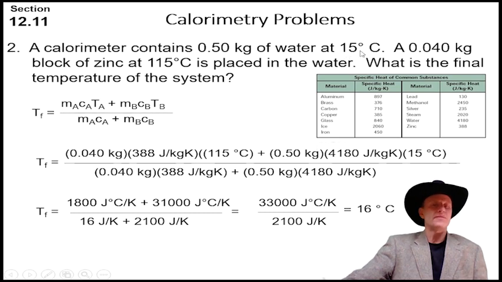Geez, it started at 15. That hot zinc got placed in there, and it only went to 16. Why? Well, look at the numbers here. Zinc has a specific heat of 388 and water is 4180. It's hard to change the temperature of water because this number's so big. Remember, that's what that number tells you. So zinc will change its temperature quickly.